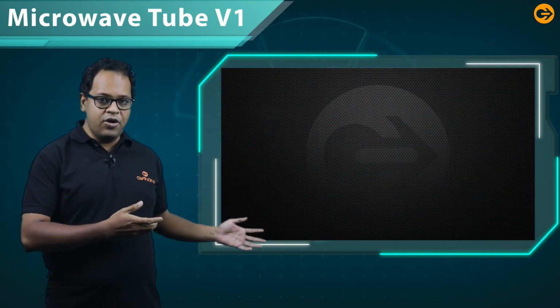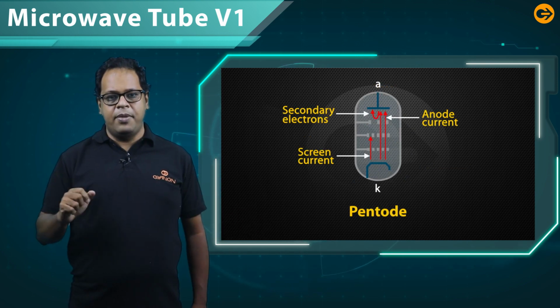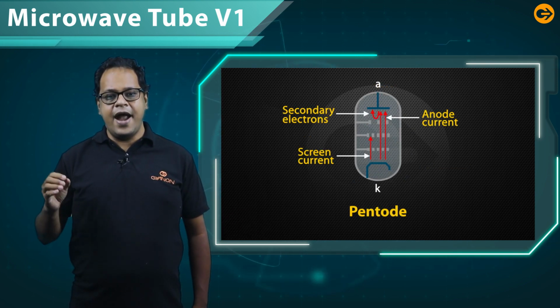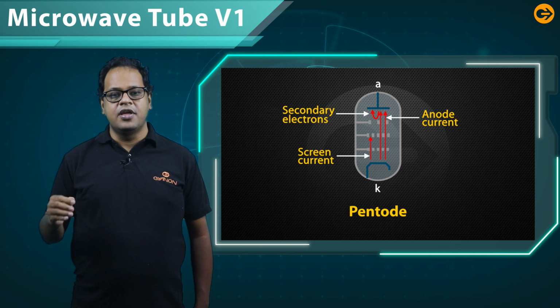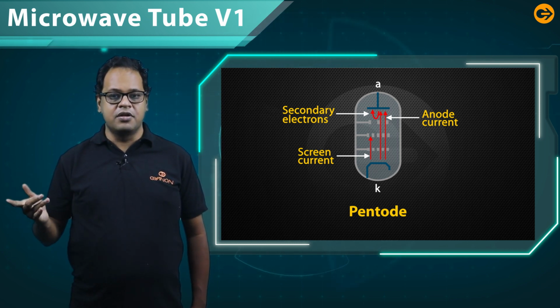So what are the traditional tubes? They are diode, it may be triode or it may be pentode, but they are not operated at microwave range frequency, that means at high frequency. Why? There are some reasons.